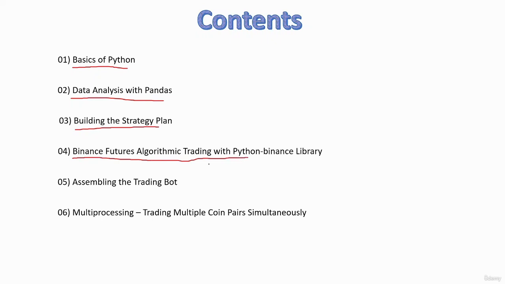In this section, we are going to build functions of our trading bot. Next section is assembling the trading bot. In this part, we are putting all the functions together and building our trading bot. In the final part, we are discussing multiprocessing. We are upgrading our trading bot to trade multiple currency pairs simultaneously.